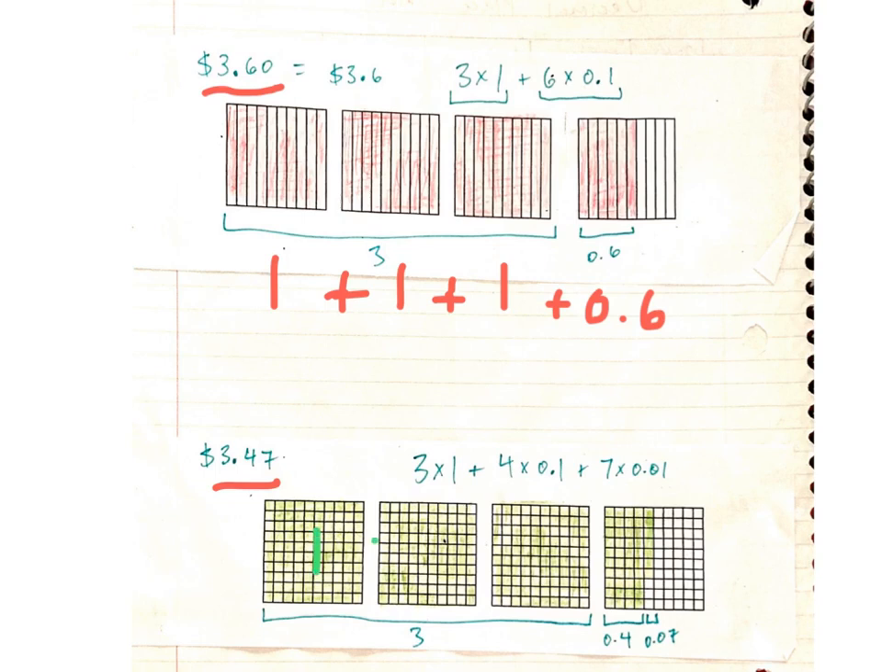So we have one whole dollar, plus one whole dollar, plus one whole dollar. That's the 3 in the ones place, or the whole number value to the left of the decimal. And then we have 47 hundredths, or 4/10 and 7 hundredths shaded in the final flat, for a total of $3.47.